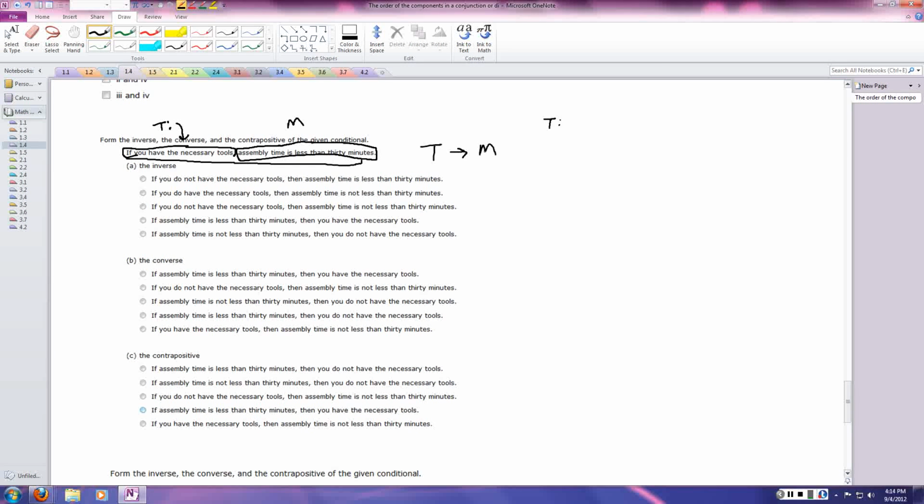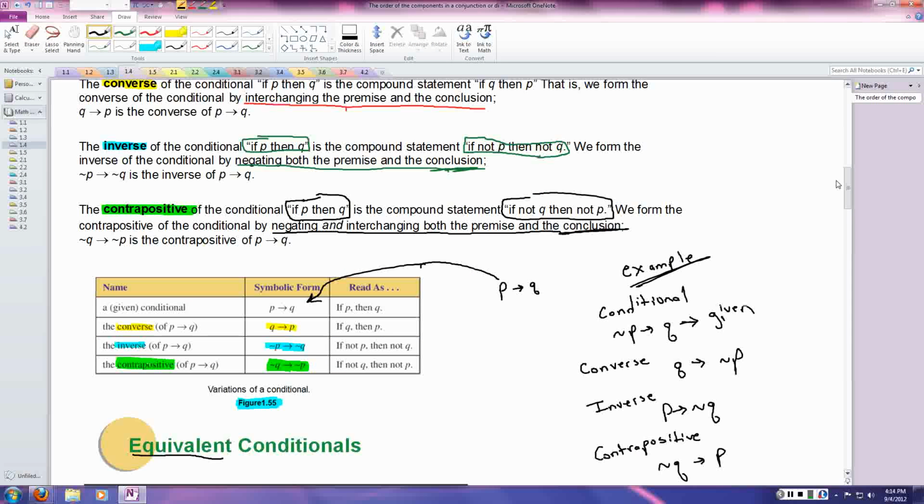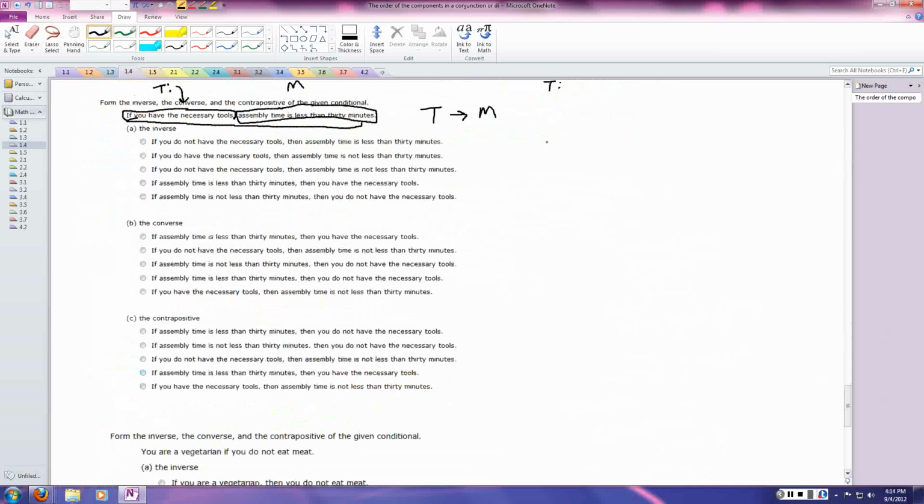So the statement is, if you have the necessary tools, then the assembly time is less than 30 minutes. If you want to find the inverse, remember what the inverse is. And if you need to go back, you can. Here, the inverse is going to be when you negate the premise and negate the conclusion. So the inverse would be not T implies not M. So if you do not have the necessary tools, then the assembly time is not less than 30 minutes.